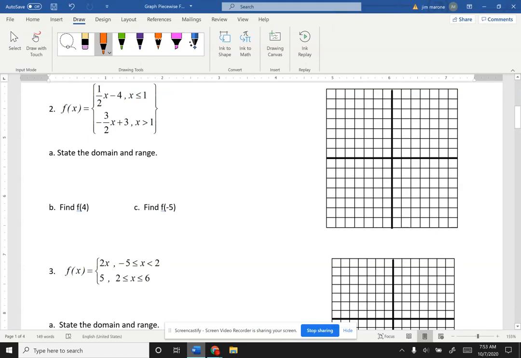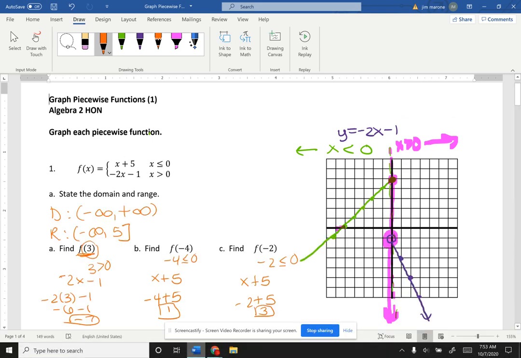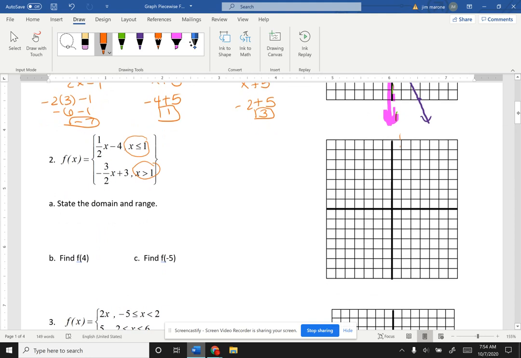So now the next one, it says x is less than or equal to 1 and x is greater than 1. So my line where that's going to stop is here. So I imagine it like this. I put the boundaries here. So my first graph is going to be 1/2 x minus 4.